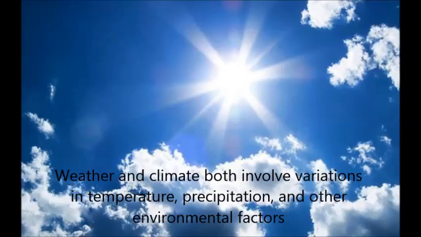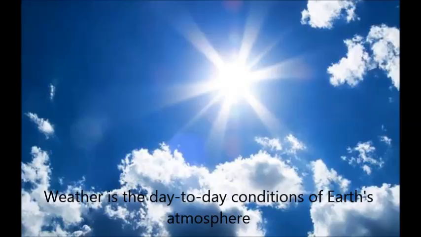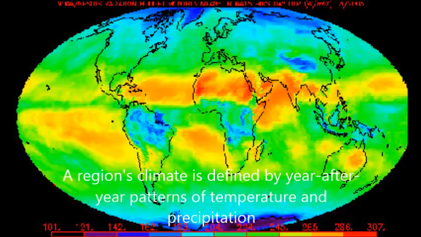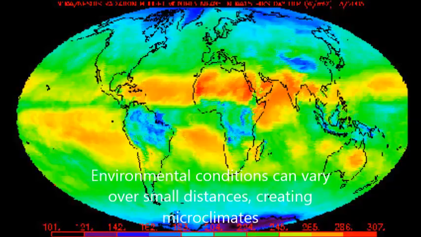Weather and climate both involve variations in temperature, precipitation, and other environmental factors. Weather is the day-to-day condition of Earth's atmosphere. Climate, on the other hand, refers to average conditions over long periods. A region's climate is defined by year-after-year patterns of temperature and precipitation. Environmental conditions can vary over small distances, creating microclimates.